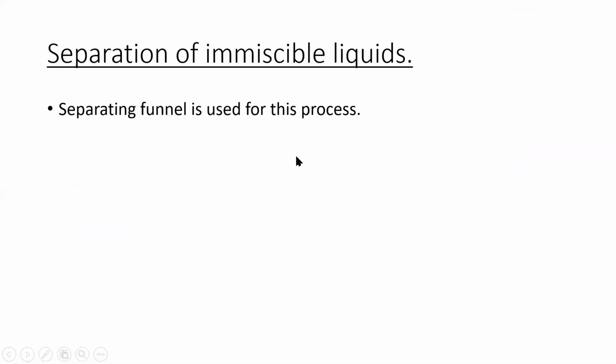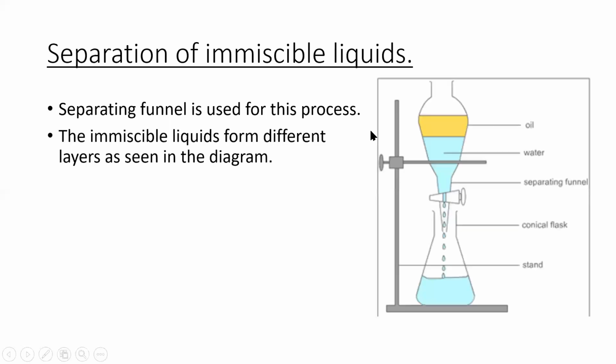Now, if two liquids are there which are immiscible, how will we separate them out? For that purpose, we have to make use of a separating funnel. So a separating funnel is used in this process. See the diagram carefully. This particular device is called a separating funnel. The immiscible liquids form different layers as can be seen in the diagram. Okay, so one layer is of oil, the other layer is of water.